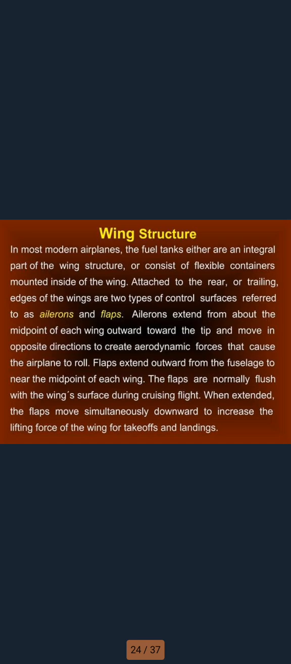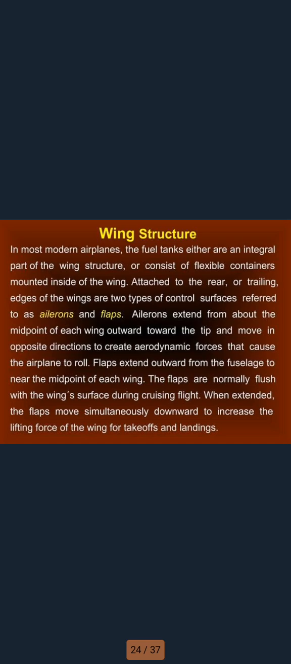Attached to the rear or trailing edge of the wings are two types of control surfaces referred to as ailerons and flaps. Ailerons extend from about the midpoint of each wing outward toward the tip and move in opposite directions to create an aerodynamic force that causes the aeroplane to roll.